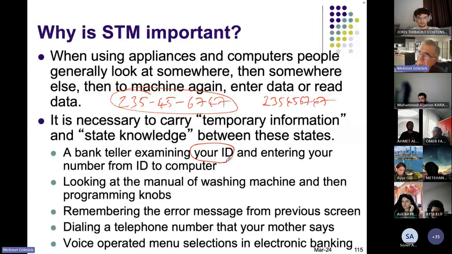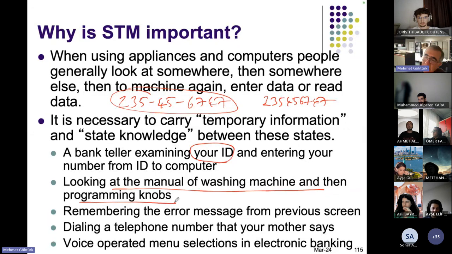Another example is looking at the manual for a washing machine and then programming the knobs. In our previous washing machine, the manual was not on the knob but inside the door. So the washing machine instructions are in the door. You should look at the door, understand, and carry that information to the programming knob. So it is a two-step process that requires short-term memory use.